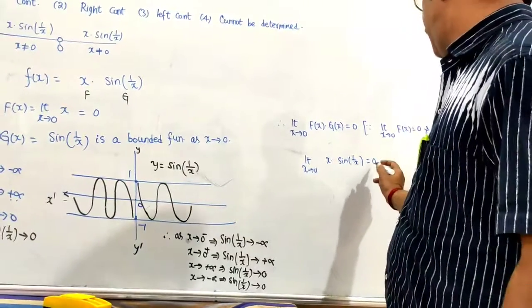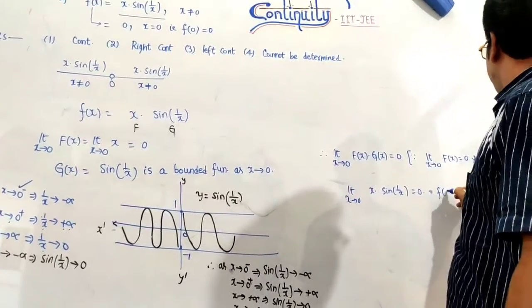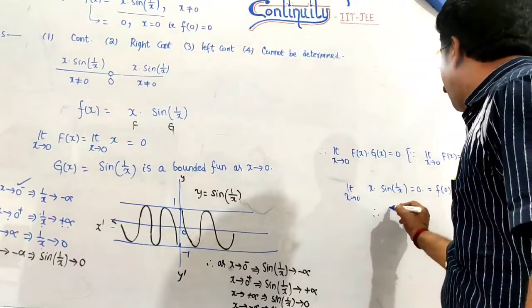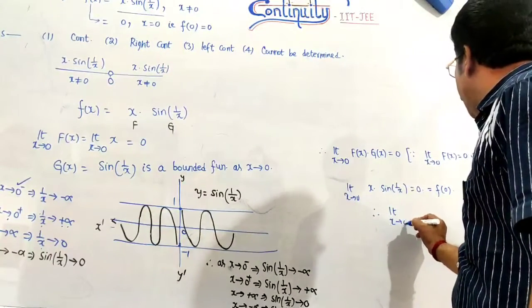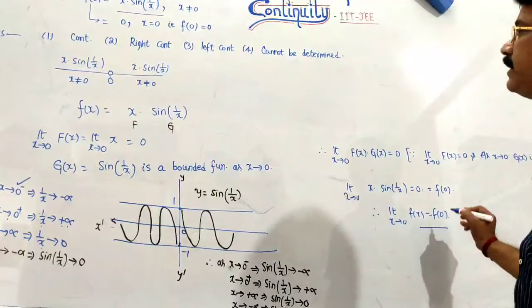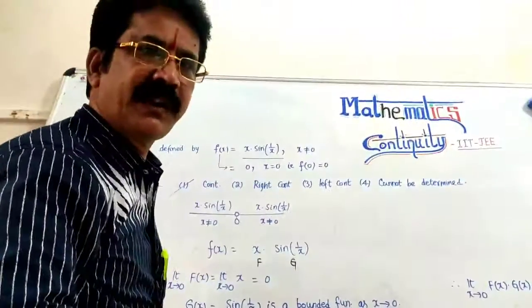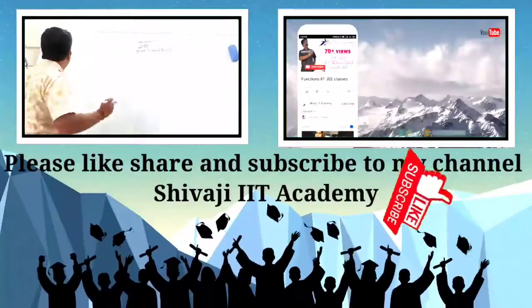Which option? 0 is nothing but f of 0. So therefore limit x tends to 0 of f of x is equal to f of 0. Hence it is continuous. Therefore which option is right? First option is right. Hence the problem. Next.